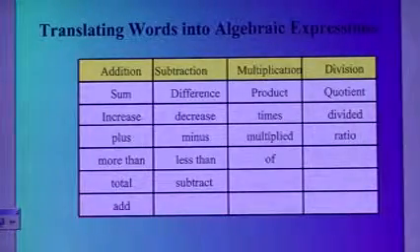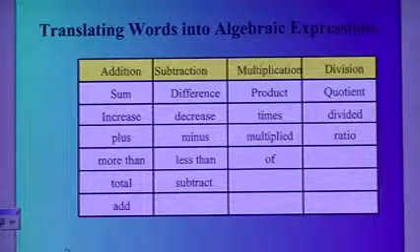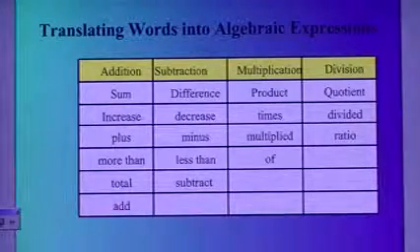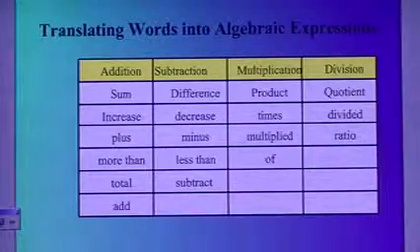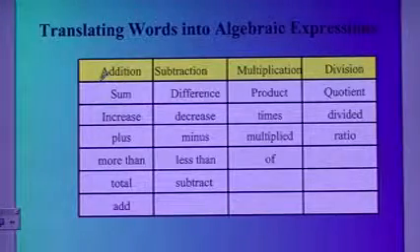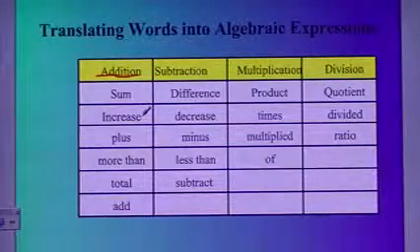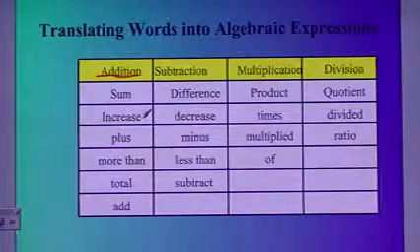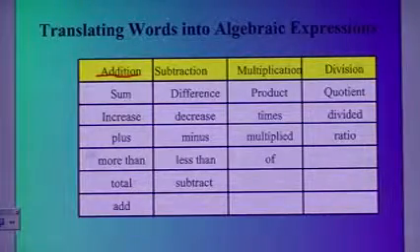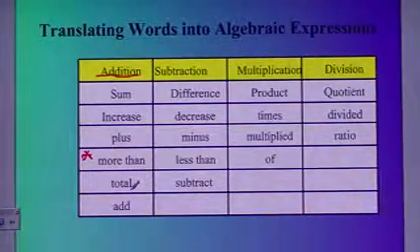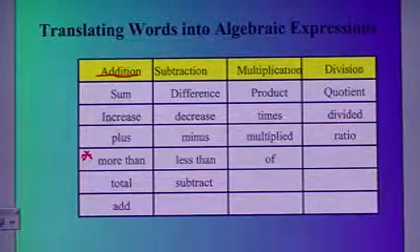Okay, so now we're moving into algebraic expressions and equations. And this table, you guys, is extremely, extremely important. What you need to know is that all the words in this column, this addition column, mean to add. So if you see sum, that means add. If you see increase in a verbal expression, you add. If you see more than, you add. But more than has a special trick to it, and I'll show you that shortly. So all of these words mean add.